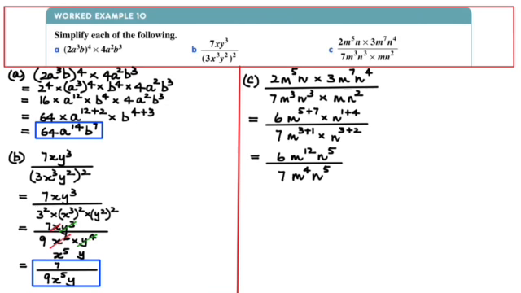Alright guys, the battle of the top and the bottom now coming up. Where can we cancel and what do we get?